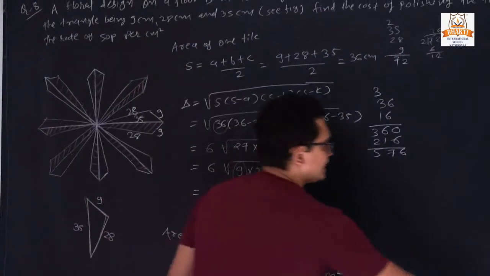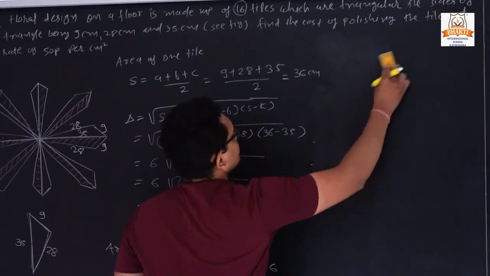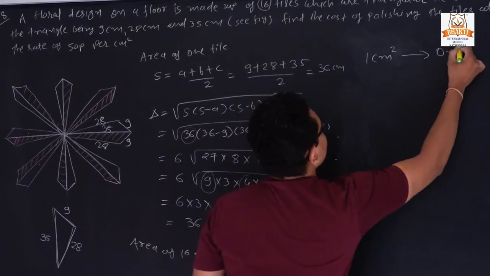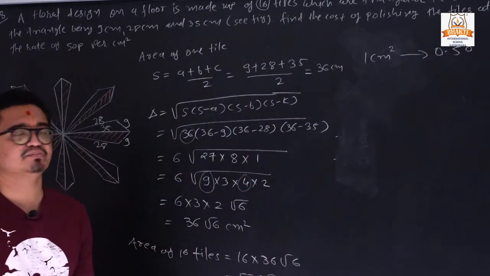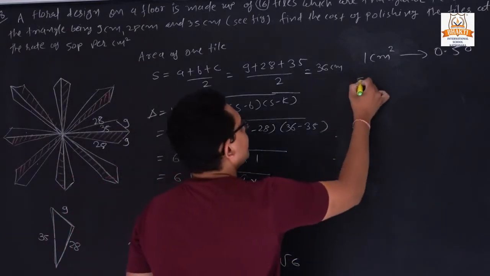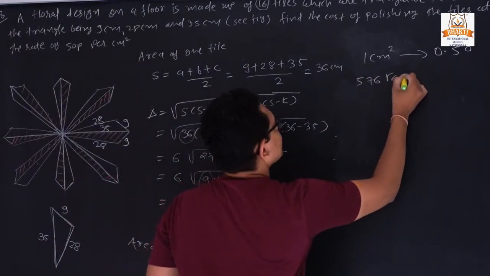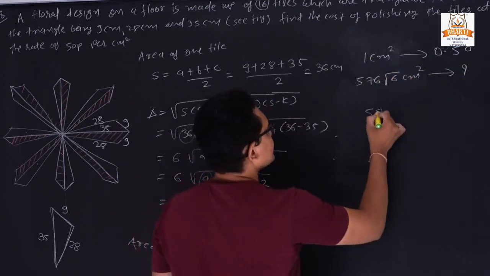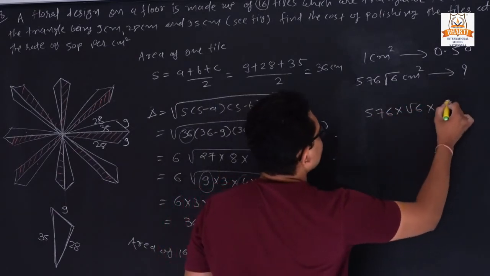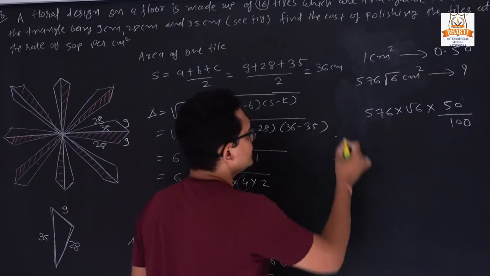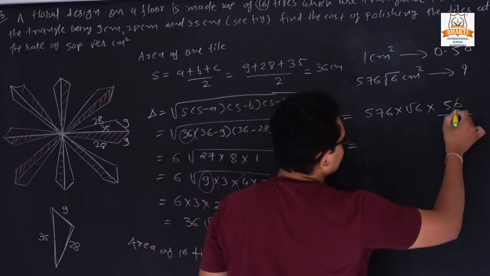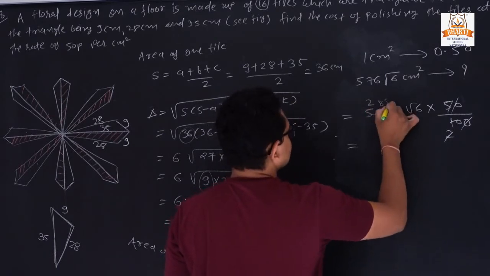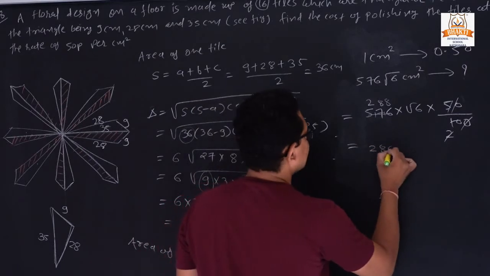So it means what? We can write like that. 1 centimeter square price is 0.50. Clear? 50 paise means 0.50. So for 576 root 6 centimeter square, how much is it? So 576 root 6 into 0.50, that means 50 upon 100. So 576 halved is 288 root 6.